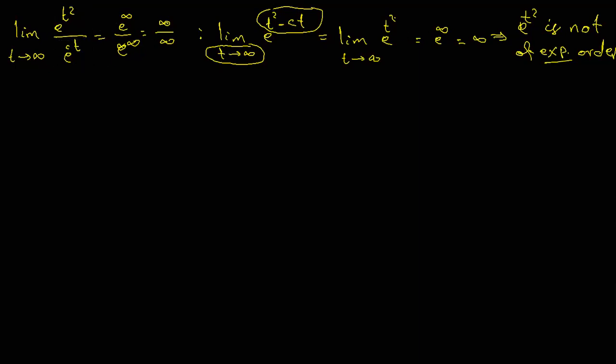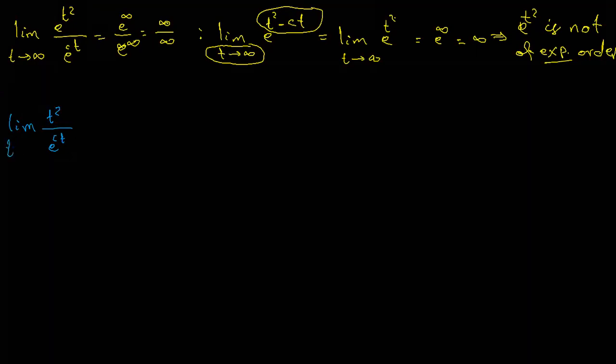Second problem. I need to find the limit. Let me use another color. Limit of t squared over e to the ct. So I need you to check if the function t squared is of exponential order or not. So you need to find this limit when t tends to infinity. Can anyone help? What do you think about the limit? I think it's very easy for you. It should be very easy.